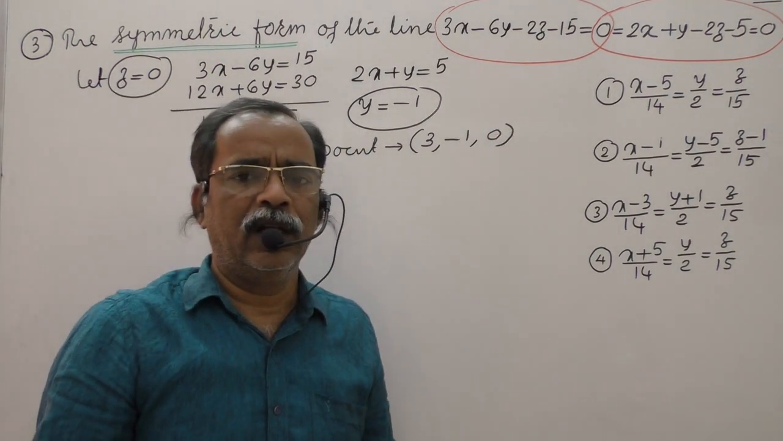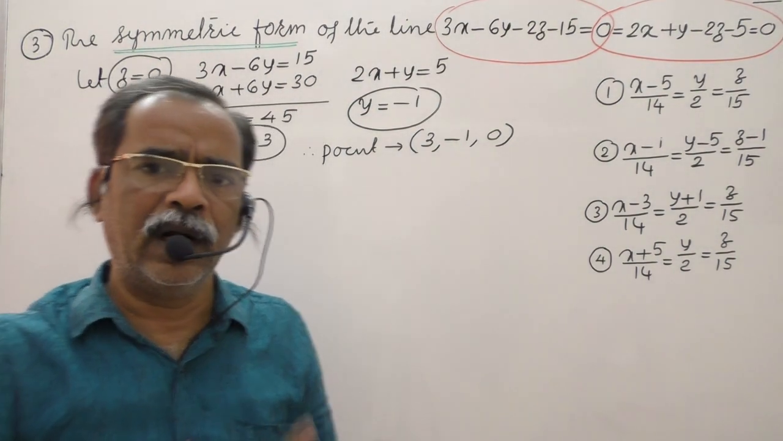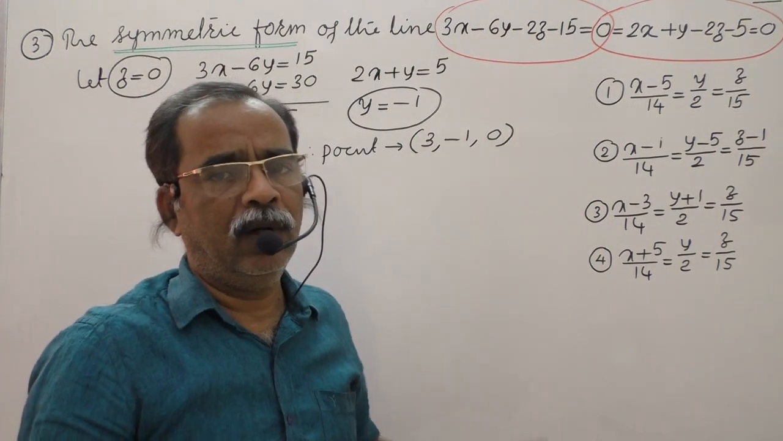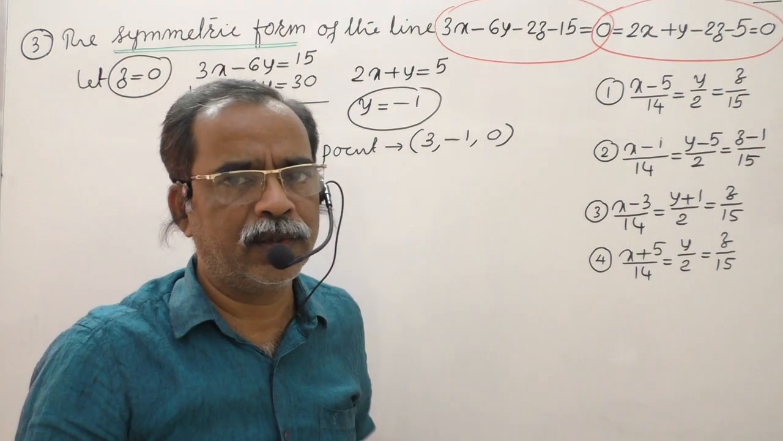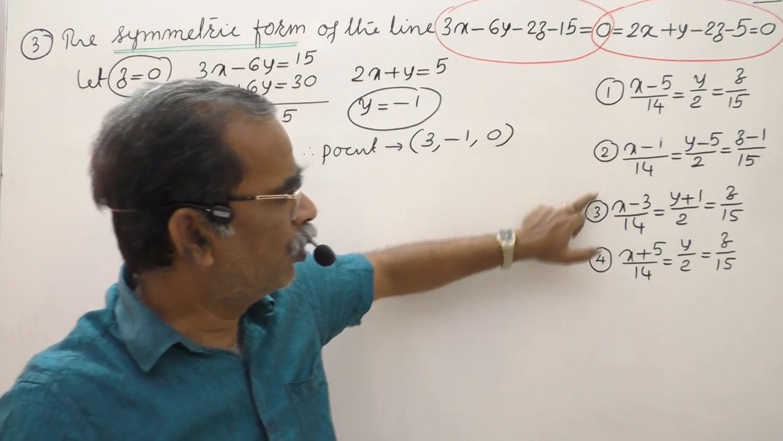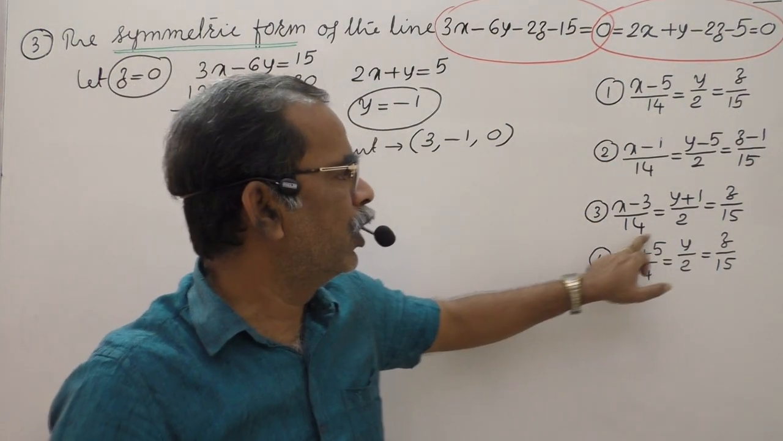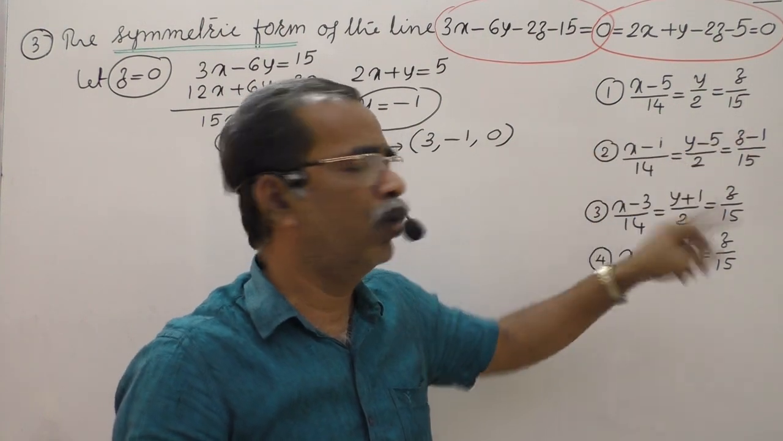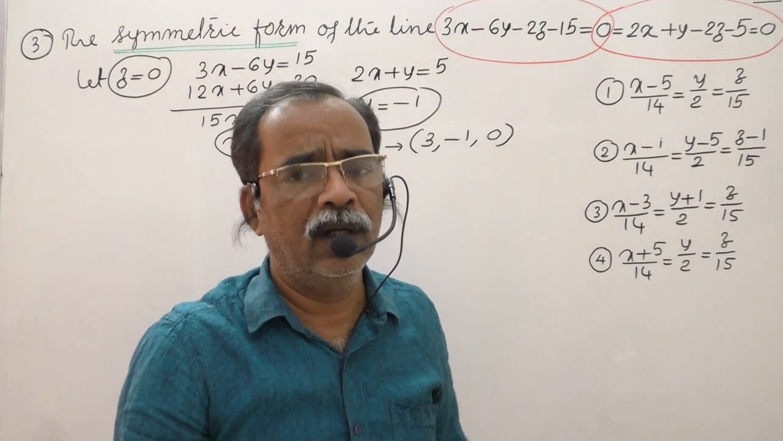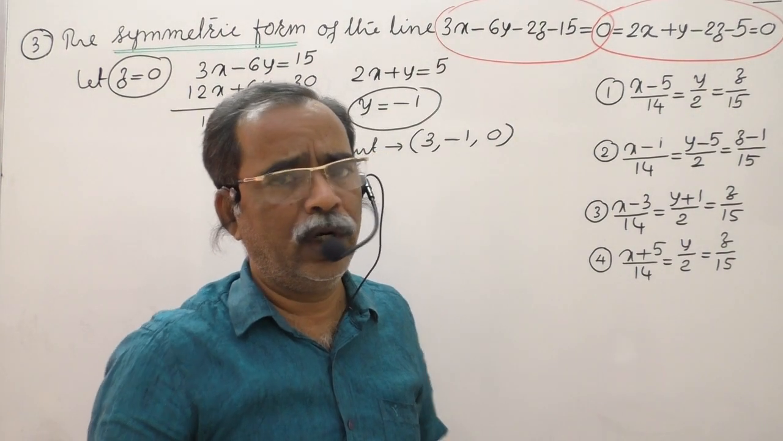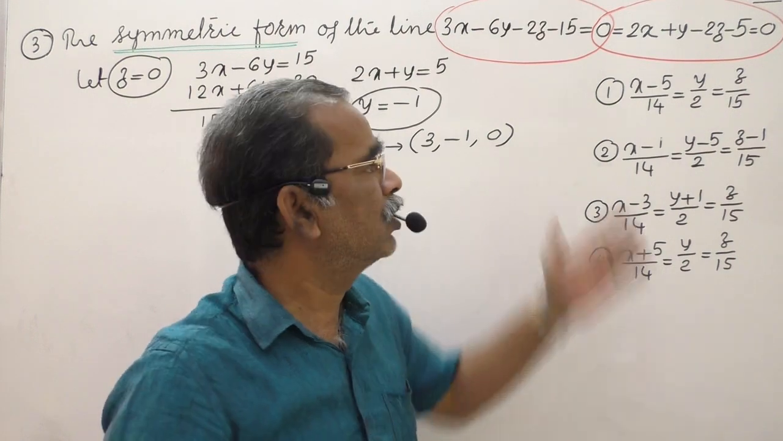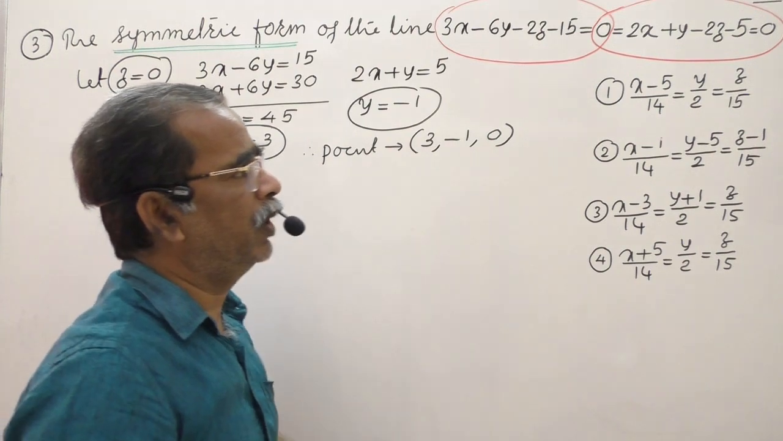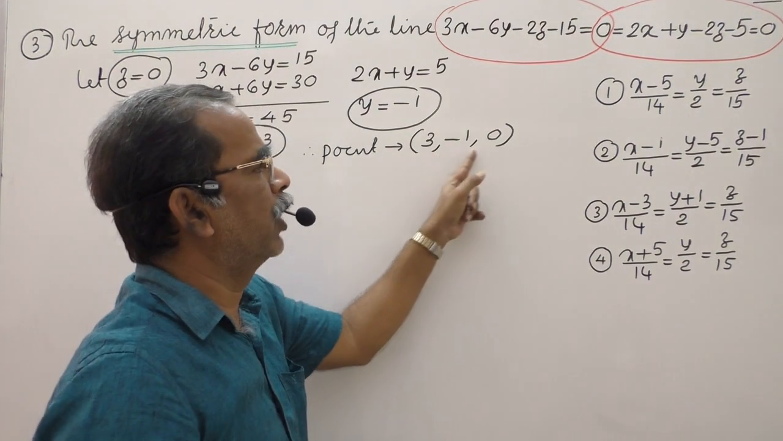So to find a line in the symmetric form, we need a point and DRs. Yes, we obtained a point. Since it is objective, I said always you watch the options. See, all the 4 options contain the same denominators. That means the DRs of the line are 14, 15, 14, 15. Now you need not find those DRs because all the options contain the same. So by watching the point, you can pick the answer. What is the point? 3, minus 1, 0.